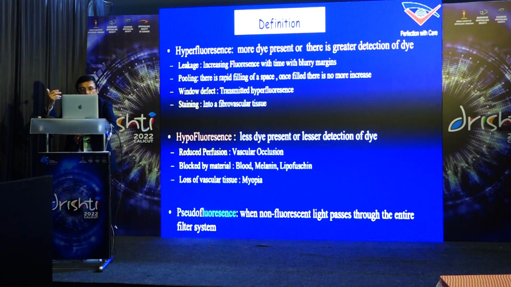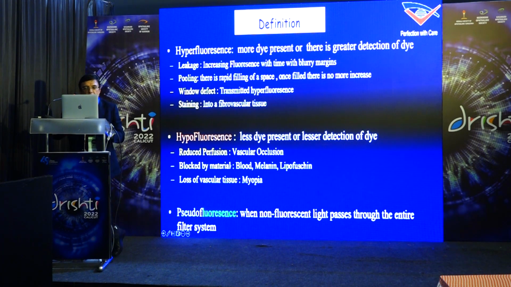Window defect, you can imagine if you have an entire room and you have a small window and you look at the amount of light coming into the room from different parts of the day, the early part of the day when the sun directly shines in and when the sun goes down. The amount of fluorescence which is coming from the choroid, as the choroidal fluorescence increases, the window defect may change. And then we have staining, which could be because of the fibrovascular tissue which picks up the dye. So these are the principles of hyperfluorescence.